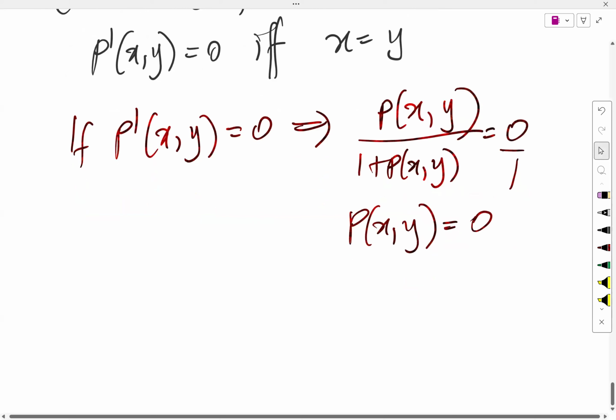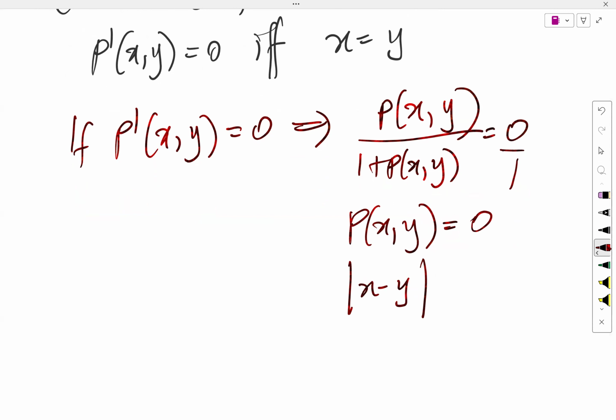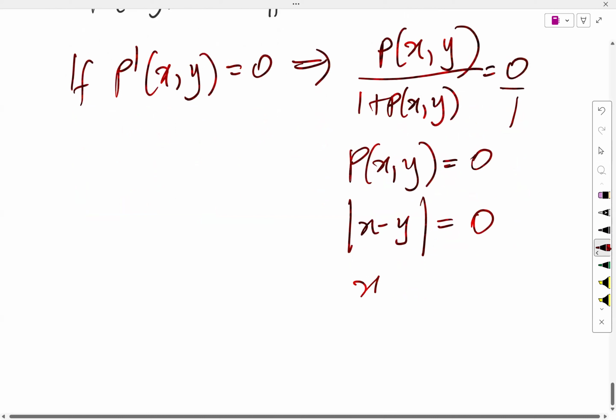And what is P of x comma y? P of x comma y is simply the metric of x and y. That's the distance between x and y. That's the absolute value of x minus y, and that is equal to 0. And of course, we can just say this is x minus y equals 0. And that means x is equal to y.